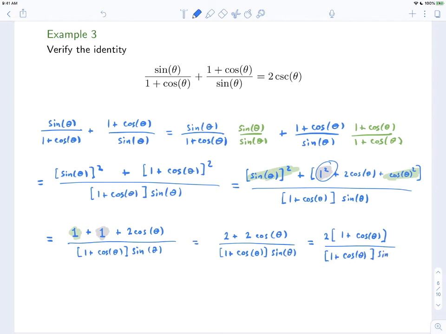times sine of theta. And now the 1 plus cosine theta in the numerator cancels with the 1 plus cosine theta in the denominator. And we're left with 2 in the numerator and sine of theta in the denominator. Well, 1 over sine of theta is cosecant theta. So this is 2 times cosecant theta. And that's what we were looking for, 2 times cosecant theta. So we've managed to show that the left side of this equation is equal to the right side, so we did manage to verify this identity.